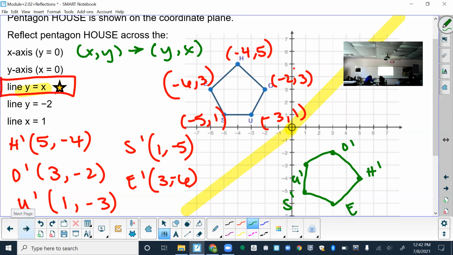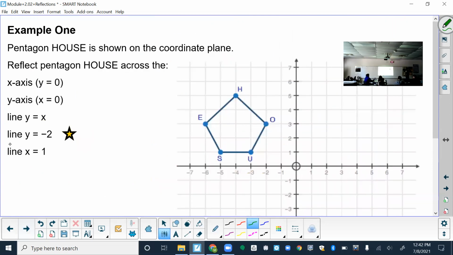All right. So those first 3 examples, I think, were the easier ones because the rule is automatic, right? You just follow the rule, you don't even question it. The next 2 that we're going to do require a little more effort because you have to figure out where those 2 lines are. So starting with the line y equals negative 2 right here.